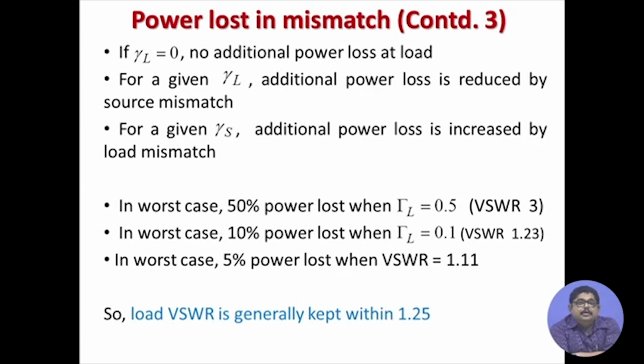So, let us see what the takeaways are from that table. If there is no load reflection, then no additional power loss at load. So, power is not lost at load. That is good: if we can achieve gamma L equal to 0, no load reflection, then no power is lost in this mismatch process. But if we have a given load reflection coefficient, then this additional power loss is reduced by increasing source mismatch. Obviously, physically it is correct, because if the source has mismatch, again some of that power will come back to the load.